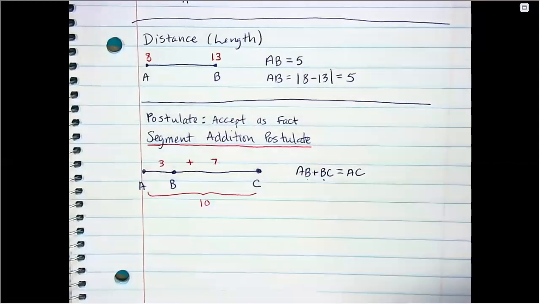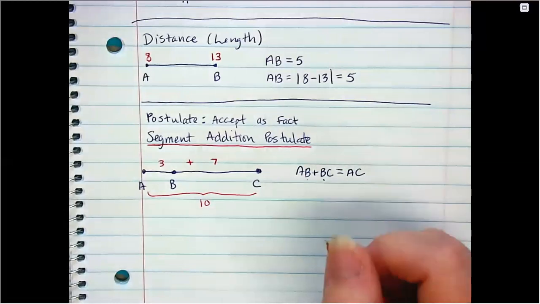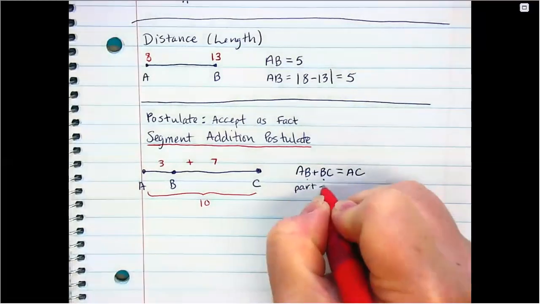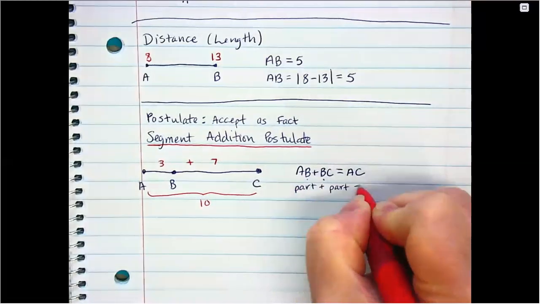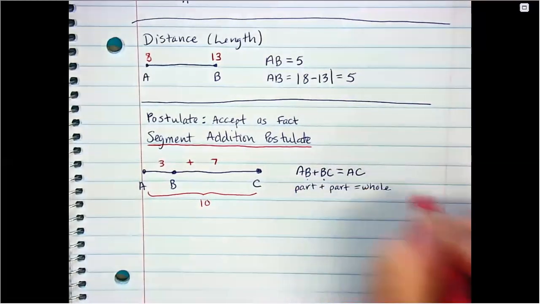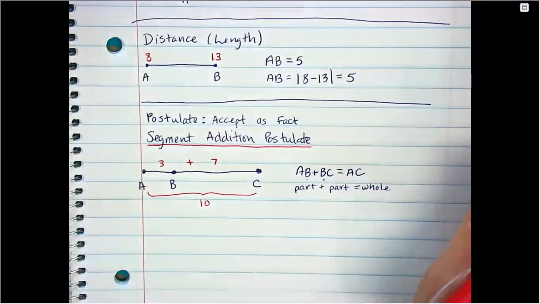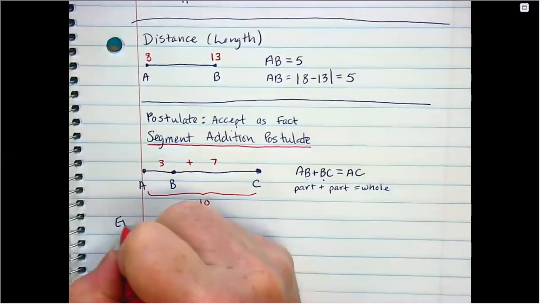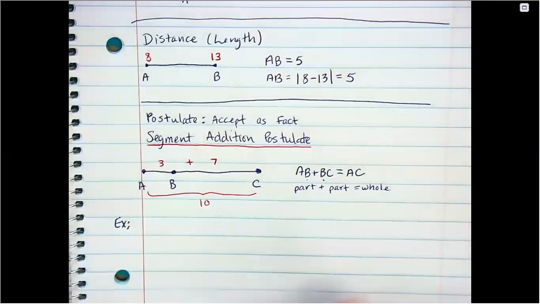It's really easy, but of course we're not going to have some quite that easy. They'll have variables we'll have to solve. But what happens is this is one part plus the other part equals the whole. That's what this is talking about. Segment addition: we just add one part to one part and we get the whole. So let's look at an example. What does that really look like besides 7 and 3 equals 10?